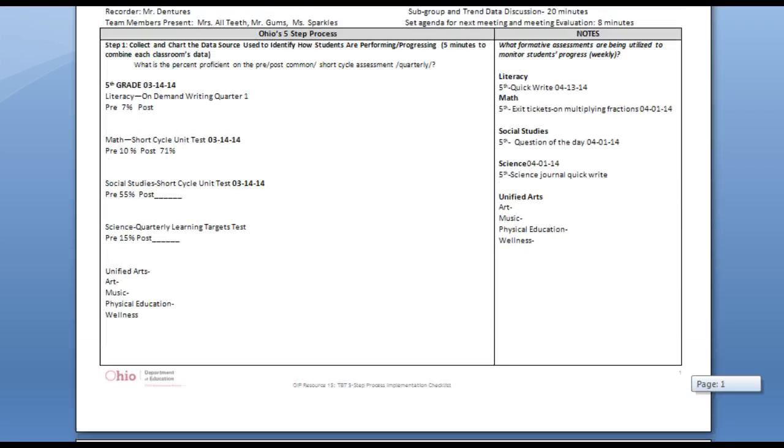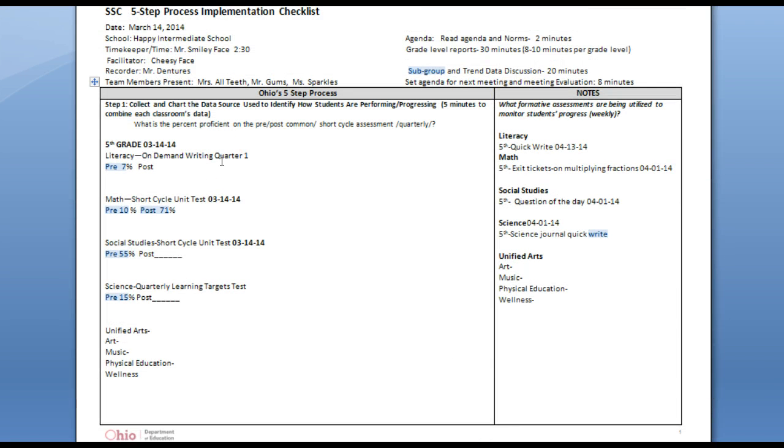Let's look at what the fifth grade team reported at the next SSC BLT meeting. It looks like the fifth grade team in the April SSC BLT meeting reported on how the formative assessment they were utilizing. This is the right-hand side of the form. That is the progress monitoring.